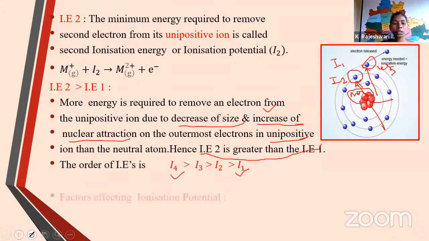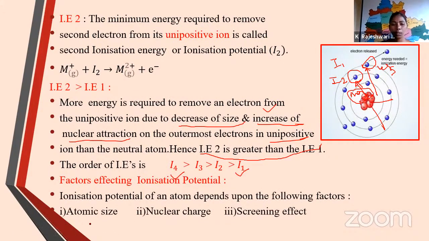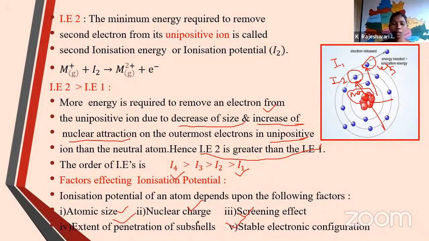Okay, ma'am. So now let us see what are the factors affecting the ionization potential. So ionization potential depends upon the following factors. What is it? Atomic size, nuclear charge, screening effect, extent of penetration of subshells, and stable electronic configuration. These are the 5 factors which are affecting the ionization potential. So let us see in detail what are the 5 factors.